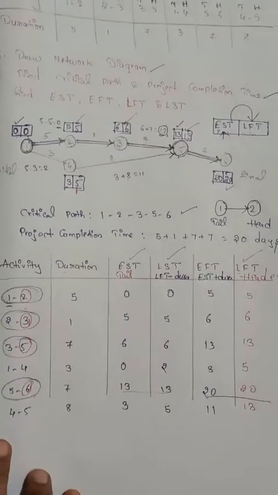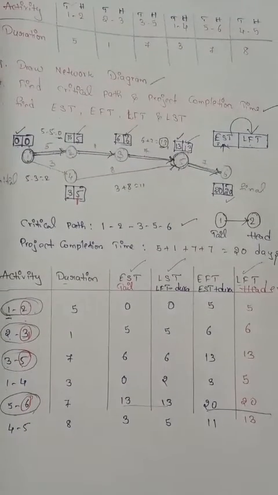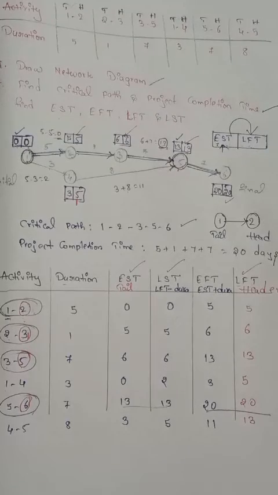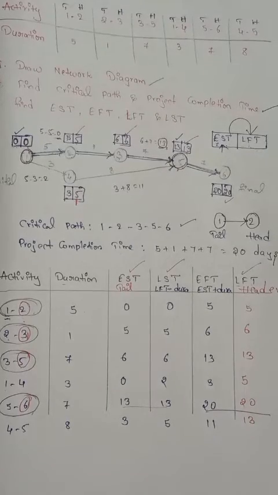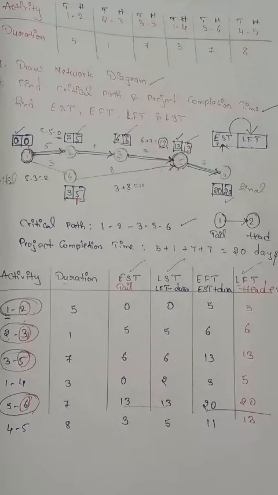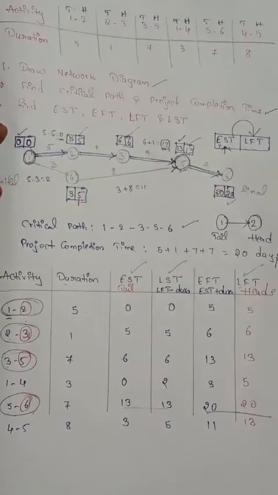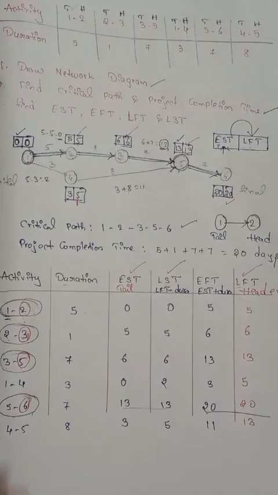In my next video, I am going to show how to find the slack value and float value. So these are the problems, very interesting. Once you draw the network diagram very carefully, then you can get the whole answer.